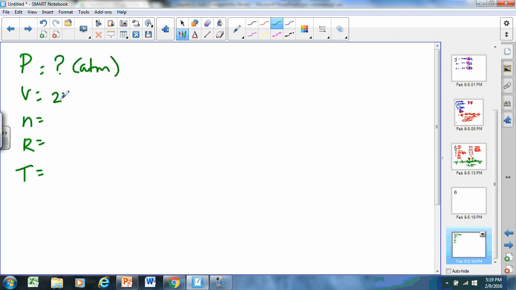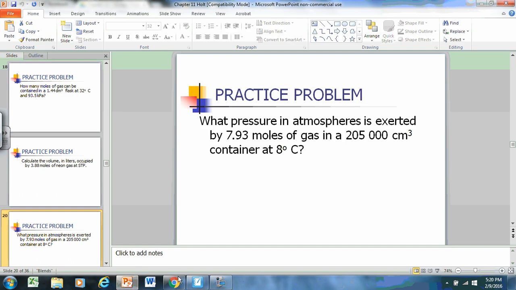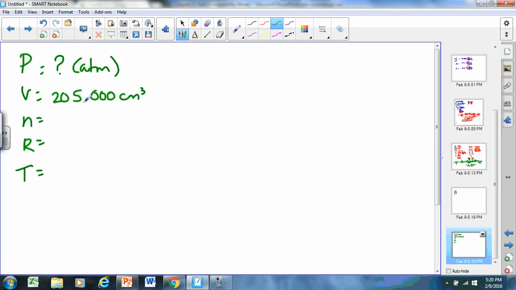So I'm coming over here, and P is what pressure in atmospheres. V is 205,000 cubic centimeters. And I don't even remember what n is. I got to go look. n is 7.93 moles. And T is 8 degrees Celsius.